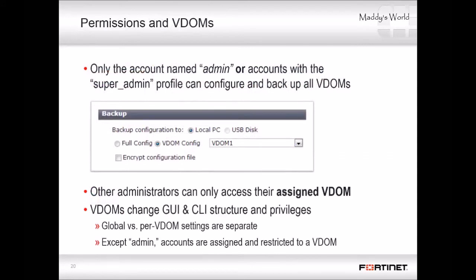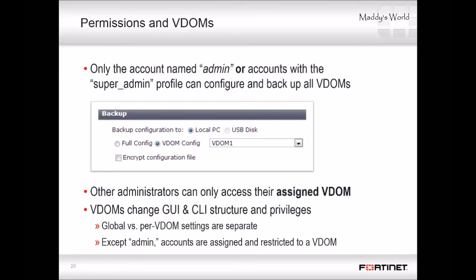Access to VDOMs isn't the only change to the GUI and CLI. How does enabling VDOMs change the structure? Settings that apply to the entire FortiGate are split apart from settings that can be configured individually for each VDOM. Administrator privileges also change. For example, by default, while VDOMs are enabled, some CLI commands are available only to the admin account while within the config global shell.